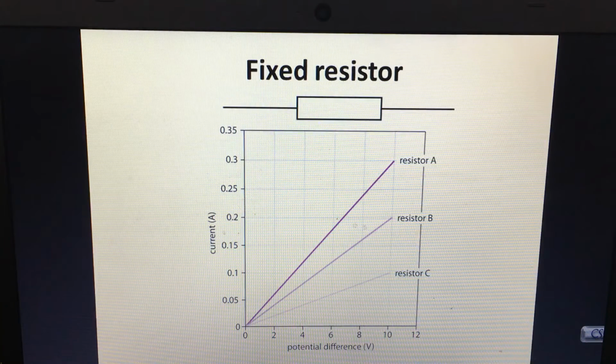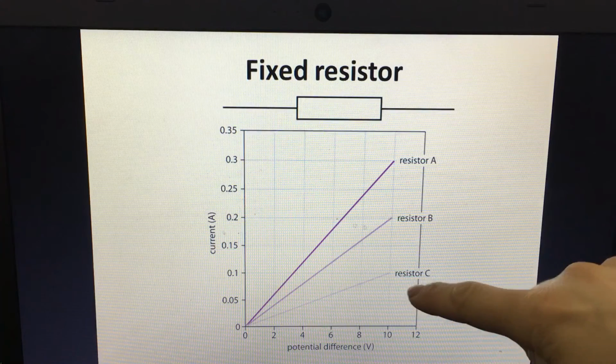This video is about electricity graphs that can come up in P2. Last year you were given a question like this and you were asked to find out which one had the most resistance, and a lot of people went for A and it was in fact C.